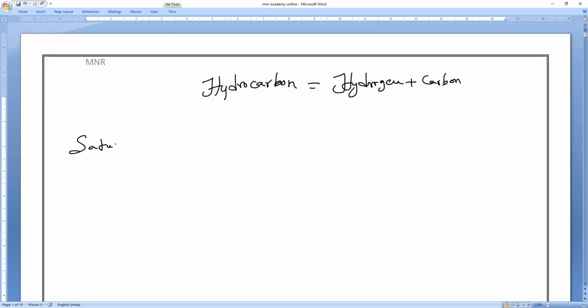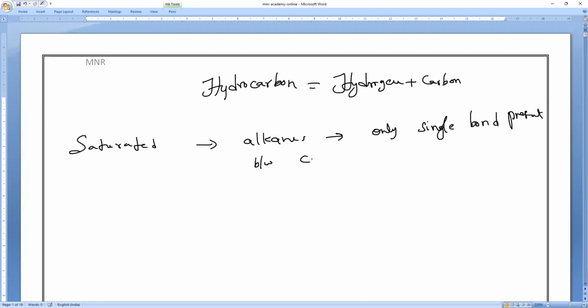Now, basically these hydrocarbons are of two types. One is saturated hydrocarbons, which we studied as alkanes. Alkanes means saturated hydrocarbons, where only single bonds are present between carbon atoms. Am I right or wrong, everybody? So that is what we call saturated hydrocarbons, which we call alkanes.